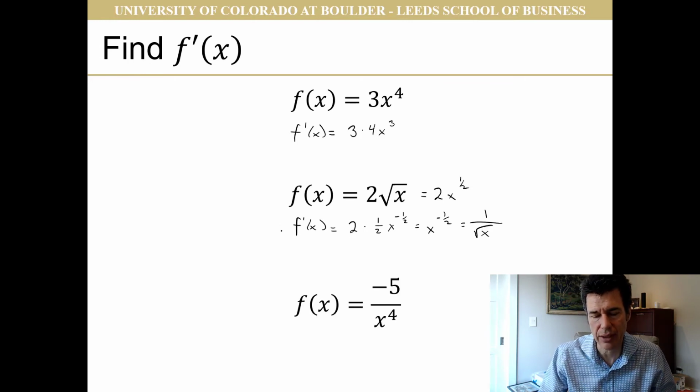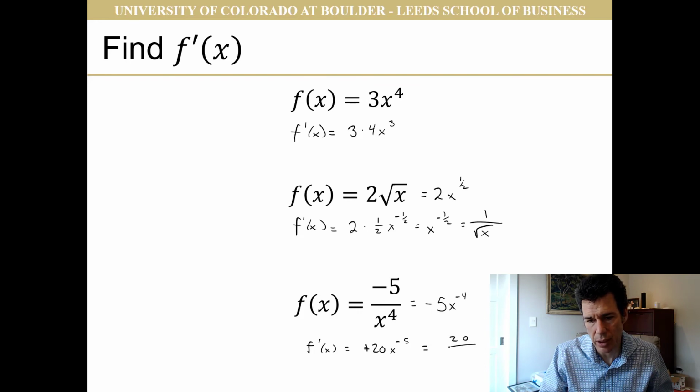F of x equals -5x to the 4th divided by x to the 4th. Again, I like to rewrite that. That's -5x to the -4, and now it's relatively straightforward. F prime of x equals -20 x to the -4 minus 1, x to the -5. Oops, that's not right. It should be +20. -5 times -4 is +20. +20 x to the -5, which is 20 over x to the 5th. If you want to rewrite it, either of these solutions is fine.